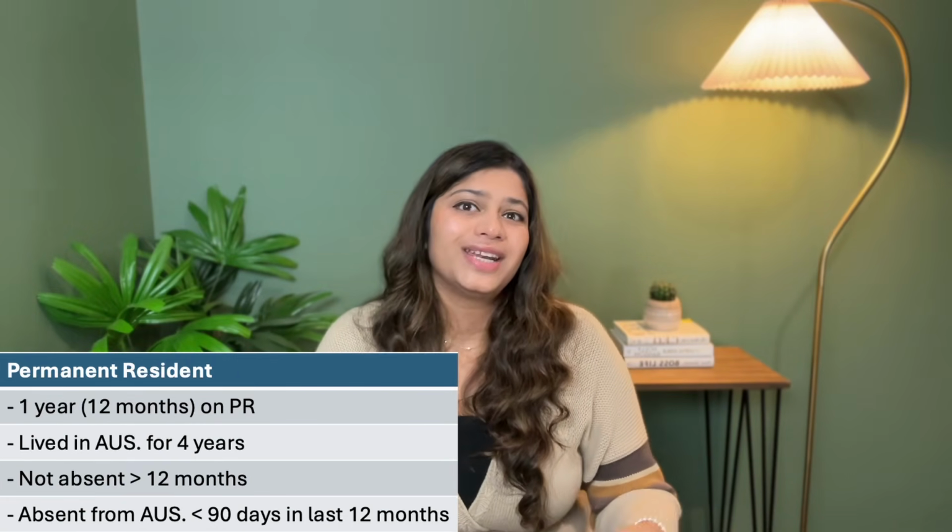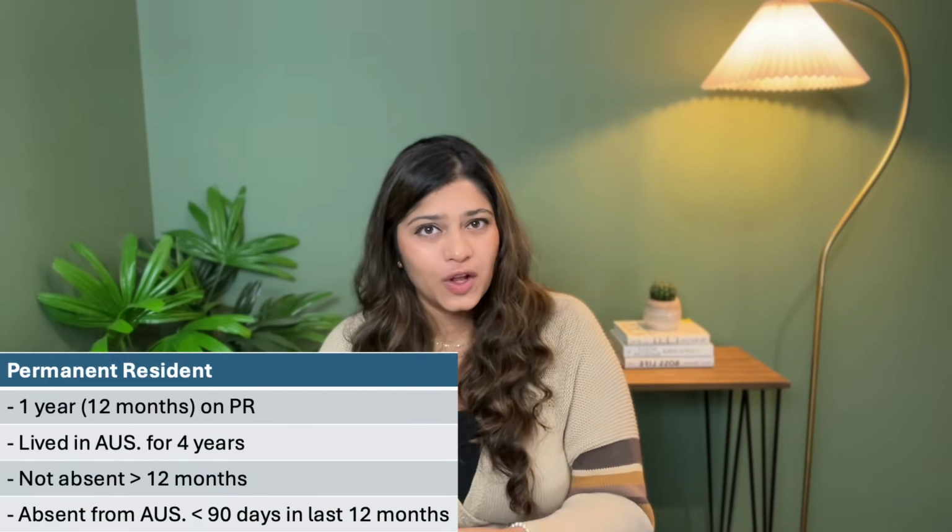The second one is checking your residency requirements. If you're applying as a permanent resident, you must have completed 1 year as a permanent resident and have been living in Australia for the past 4 years. In this time frame, you should not have been absent from Australia for more than 12 months, including no more than 90 days in the last 12 months.